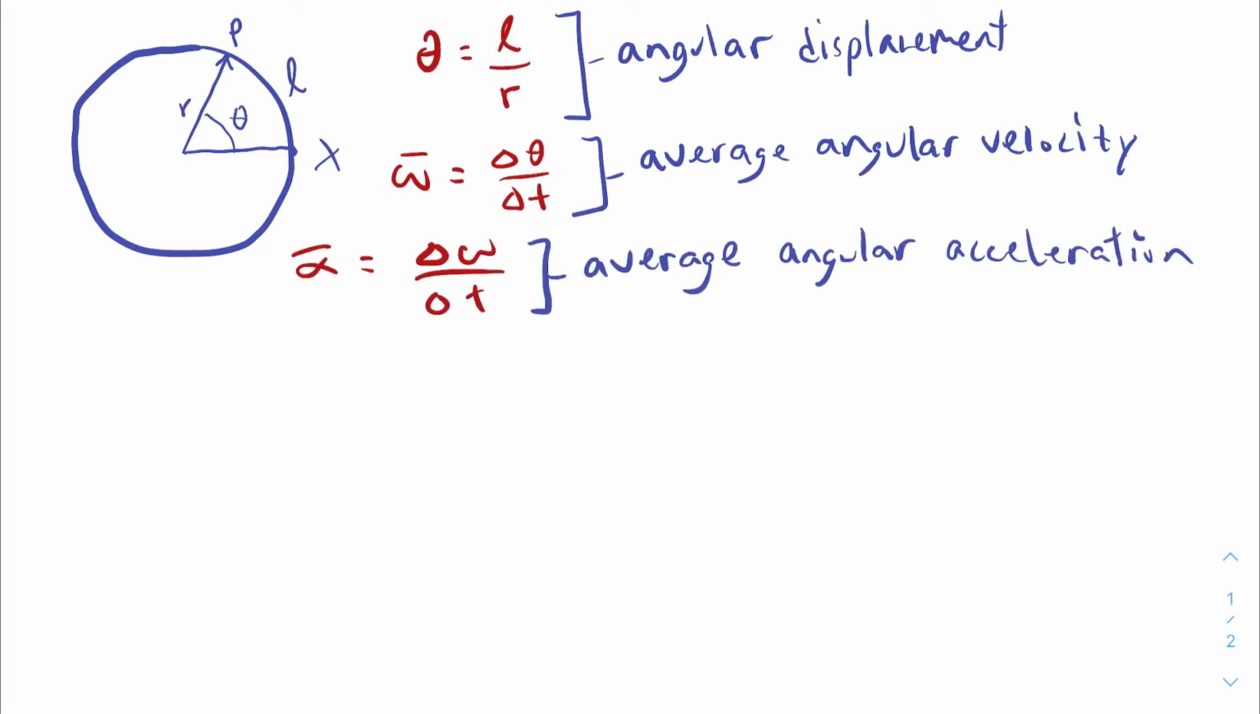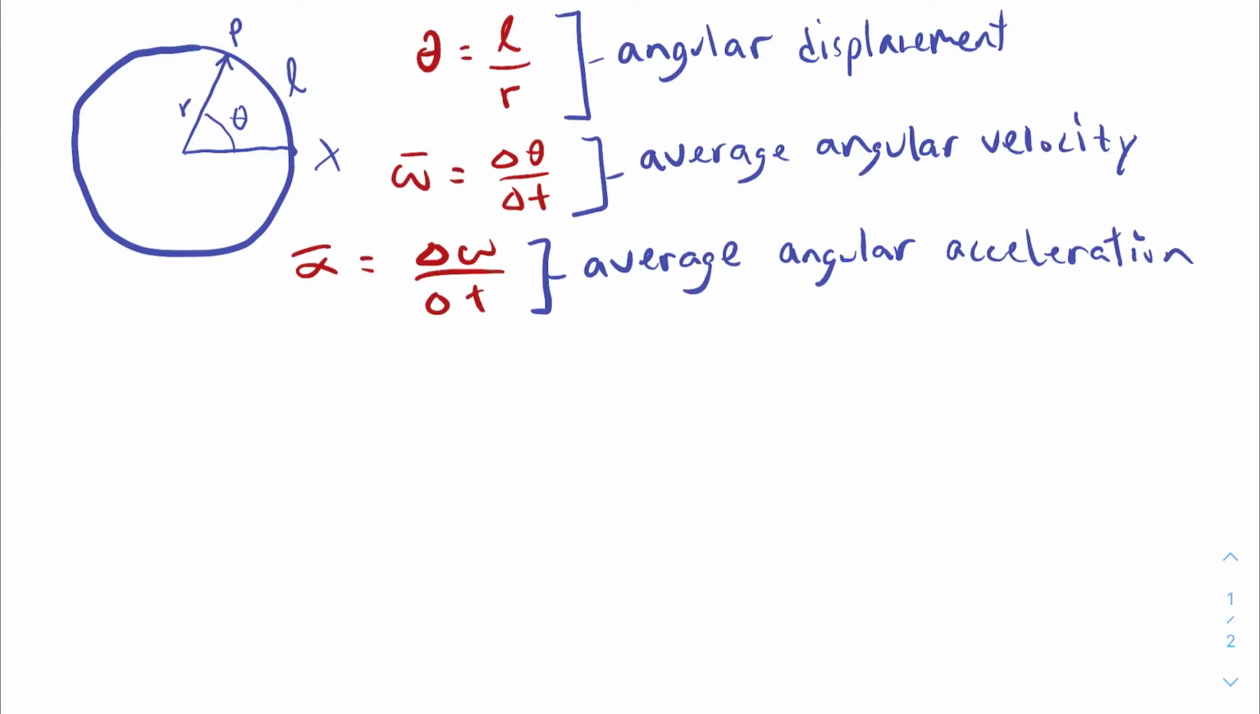It's important to note that in these formulas, theta is in radians and not degrees. Also, the convention is that these quantities are positive when an object is rotating in a counterclockwise direction, but negative when an object is rotating in a clockwise direction. Just think back to the unit circle you learned about in trig.